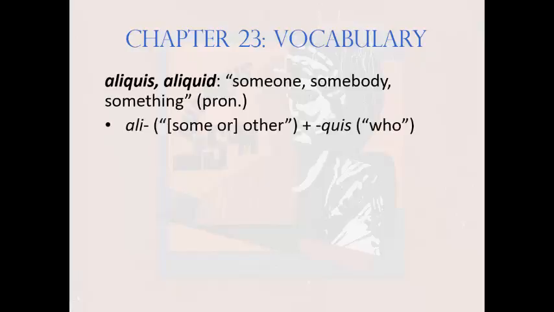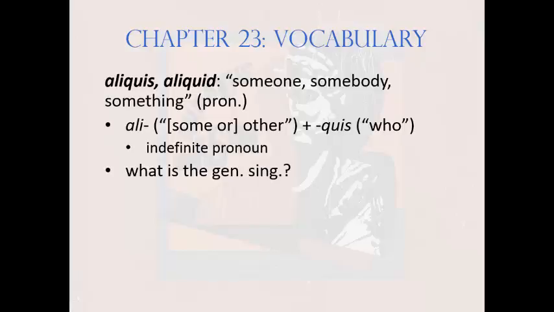It's a combination of the base ali, meaning some or other, and the interrogative pronoun quis, meaning who. Adding the first part ali changes the pronoun from interrogative to indefinite, from who to someone, literally other who. What would be the genitive singular of this pronoun? That's right, alicuius. Remember that cuius is the genitive singular of quis. And the dative singular? Good for you, alicui.